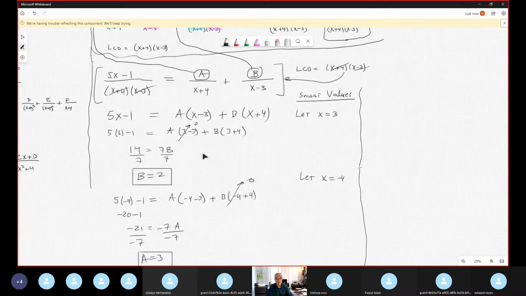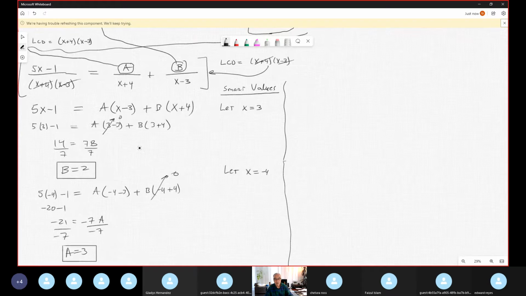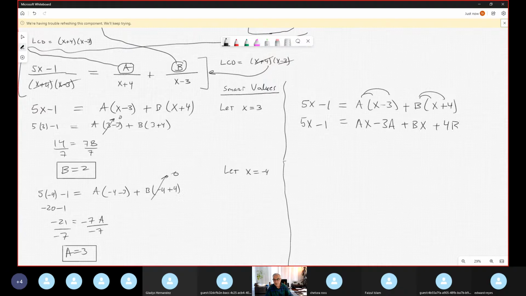So in this step, let me copy this step again. 5x minus 1 is equal to A parenthesis x minus 3 plus B parenthesis x plus 4. You now apply the distributive property. I bring down this guy. Distributive property: you have ax minus 3a plus bx plus 4b. Okay, now you condense it. You put together this and this, with a common factor of x. x times (a plus b).